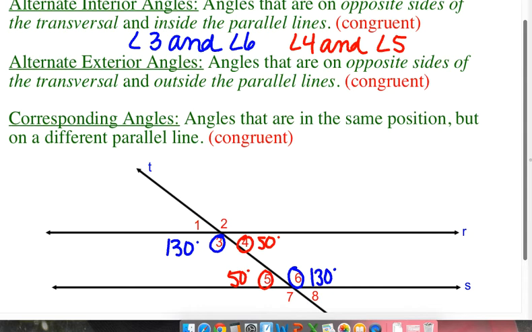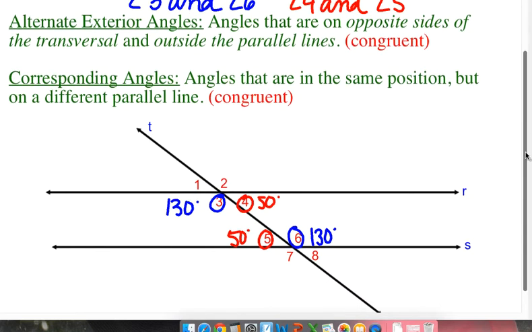Alternate exterior angles. We're talking about the angles that are on the outsides of the parallel lines. And they're alternate because one will be on the left side of the transversal and one will be on the right side of the transversal. So I'm going to look for my alternate exteriors. My exterior angles are 1 and 2 and 7 and 8. Those are the outside angles, the exteriors. Alternate would be 1 and 8, and 2 and 7.